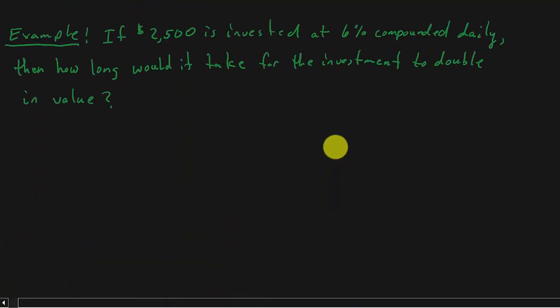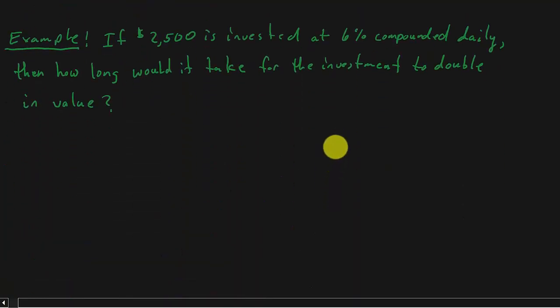All right, so let's look at this. So we've got our favorite, everybody's favorite here, word problem. If $2,500 is invested at 6% compounded daily, then how long would it take for the investment to double in value? Okay. All right, we've got compound interest here.